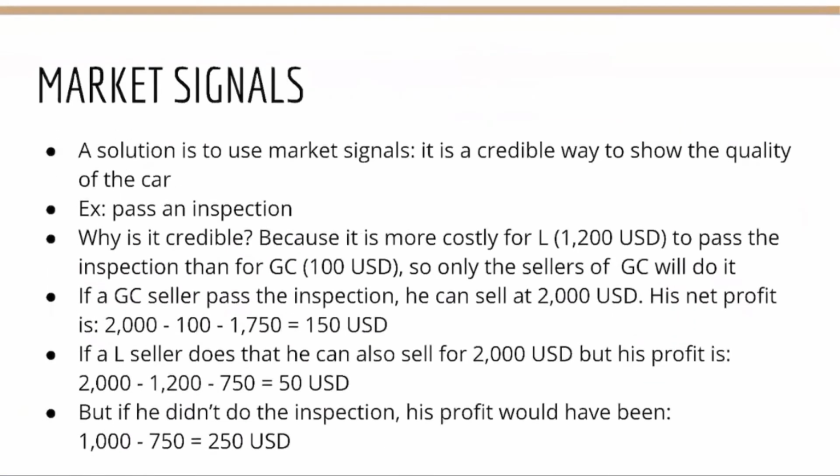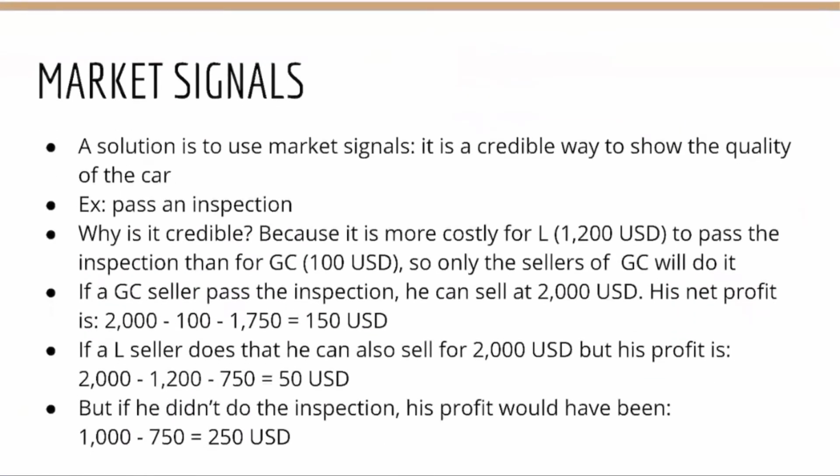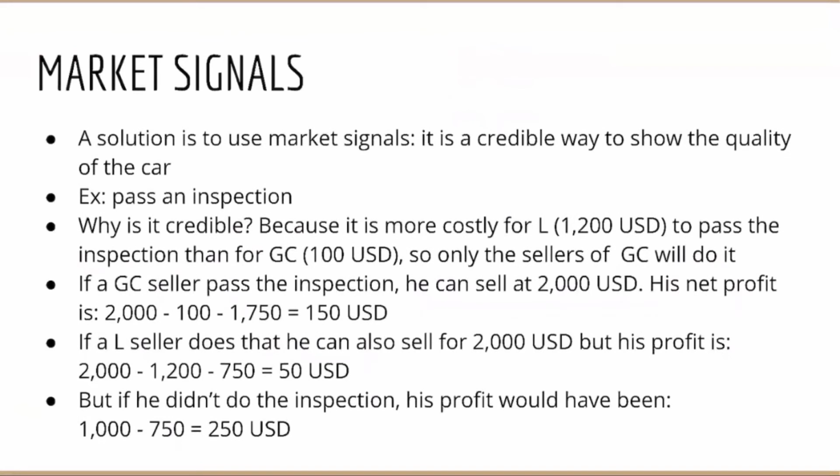So how can we solve that issue? We can do that with market signals. It is a credible way to show the quality of the car. For example, we can pass an inspection. Now, why is it credible? Because it is more costly for lemons to pass the inspection than for good cars. So only the sellers of good cars will do it.